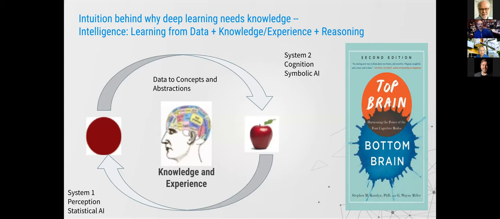So for me, the intuition behind why deep learning needs knowledge is that when you want to endow intelligence to a machine, it's simply not possible, in my view, without knowledge and experience plus reasoning. While we are focused in the third wave that Henry talked about on learning from data, on statistical learning, there is a very concrete need for knowledge and experience and reasoning to essentially make a system, broadly speaking, intelligent.